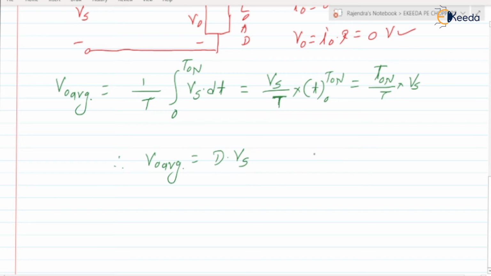Where D is equal to T on by T, that is the on time of the switch or the chopper, divided by total time T, right? On time of the chopper divided by the total time. Total time means T on plus T off, right? T on plus T off, that is nothing but the total time. Are you getting the point?